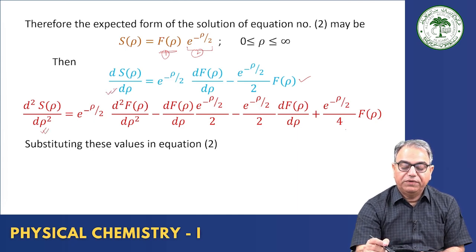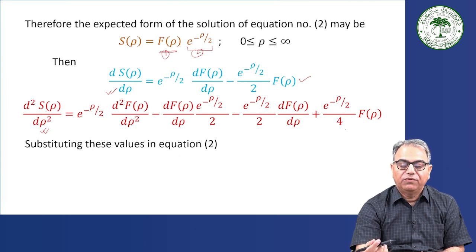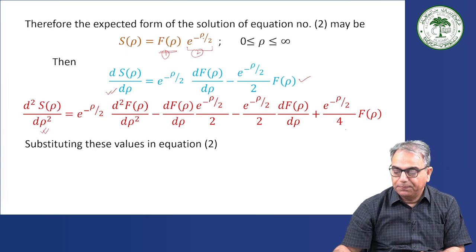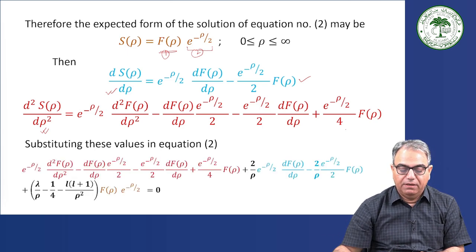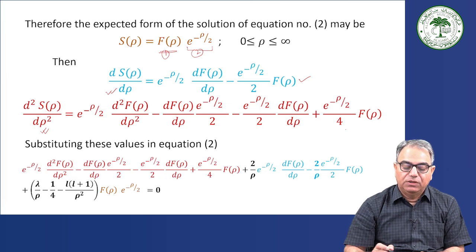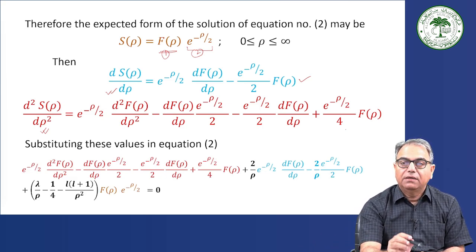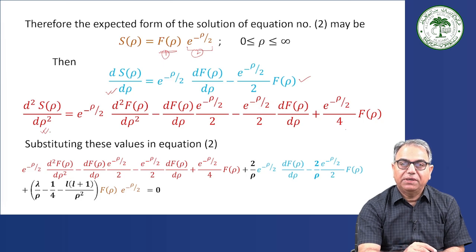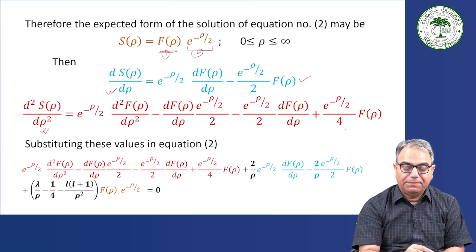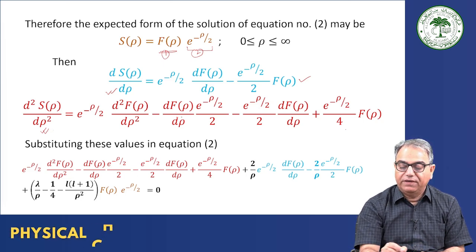So, we have d square s rho divided by d rho square, and we have ds rho divided by d rho. We can substitute these values into equation number 2, from which we got the asymptotic solution exponential minus rho divided by 2. So, if you substitute into this equation, you get this one. The first part of equation number 2 was d square s rho divided by d rho square, so that part is in red, which we have written here.